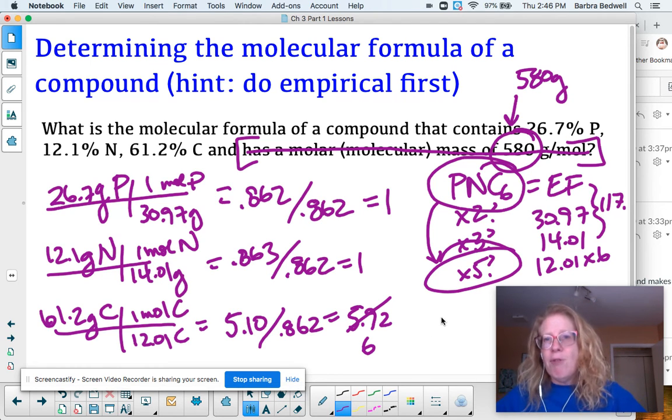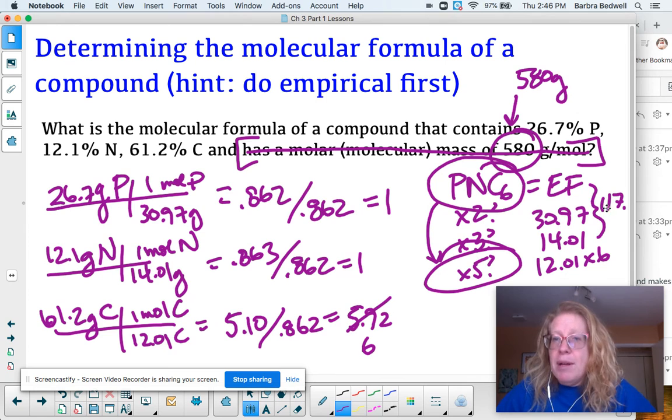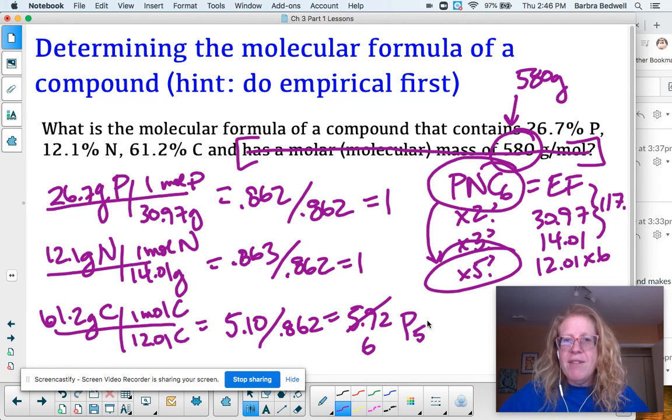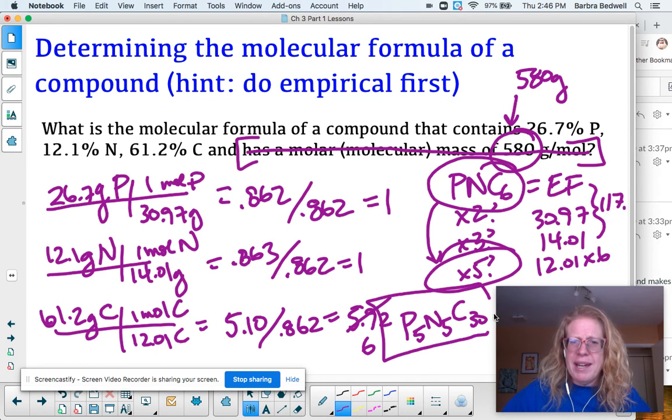Again, why did I do this? I took my empirical mass and figured out what that was: the lowest possible ratio, 117. I knew what the molecular mass was because that was given to me. I divided these two to figure out what the multiple is. Is it 2 times, 3 times? Turns out it's 5 times. So now I know that my molecular, real world formula is 5 times my empirical formula, also known as P5N5C30. That's big, yep, and that should work itself out.